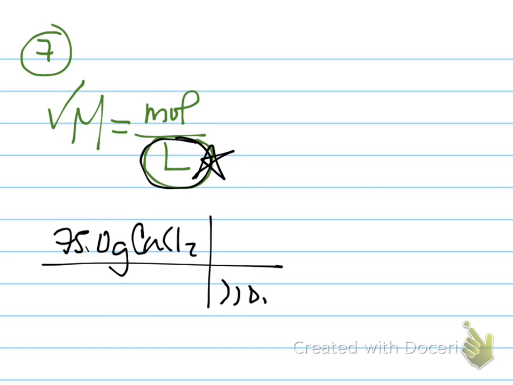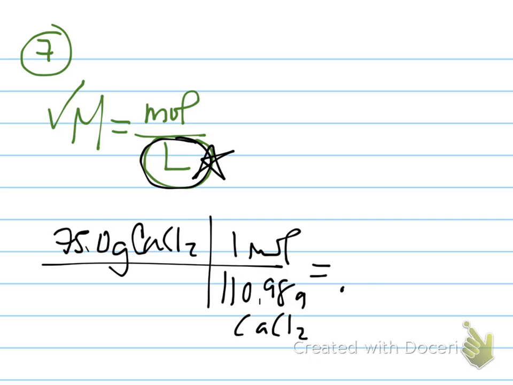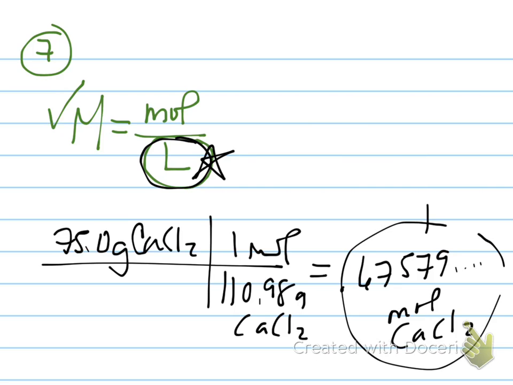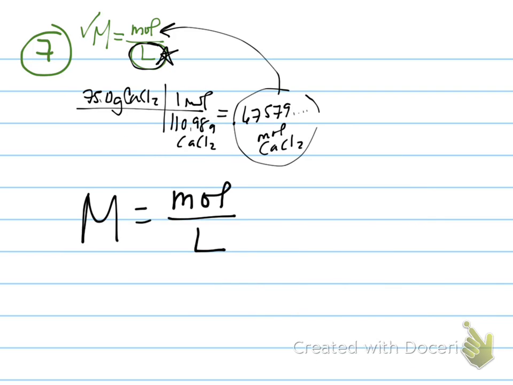Well, 110.98 grams of calcium chloride in 1 mole. So we need 0.67579, etc., moles of calcium chloride. With that, we have a number that we can put back in here. We need to solve for the volume, which is in the denominator.